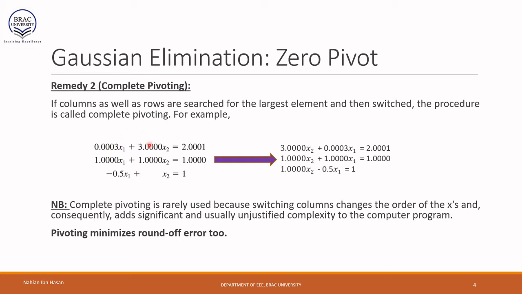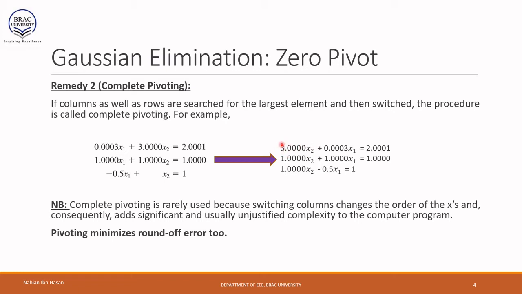That means we make the second column the first one and make the first column the second one. So in that case, our modified system will look like this. Now in this modified system, look at this. We have the first constant, the unknown variables are x2, and here we have the unknown variable x1. So we have changed the arrangement of the unknown variables to make the pivot coefficient the maximum one.